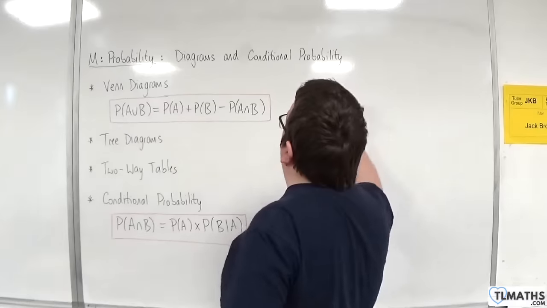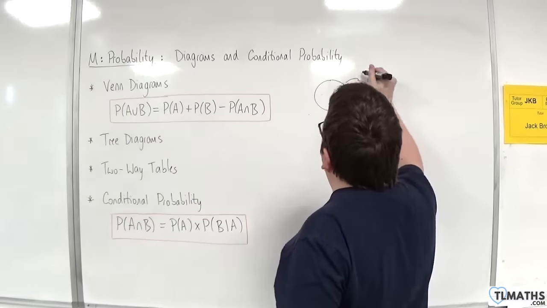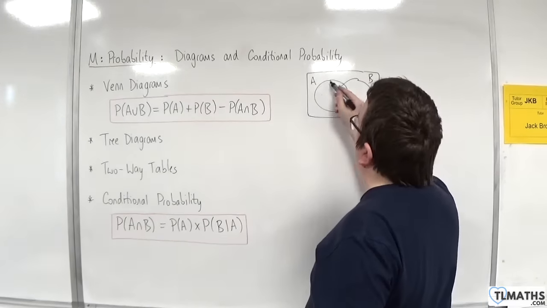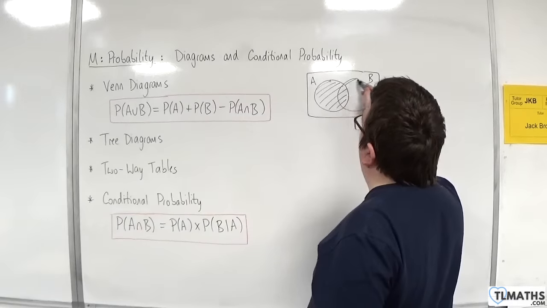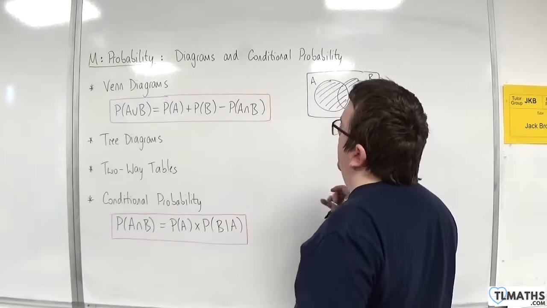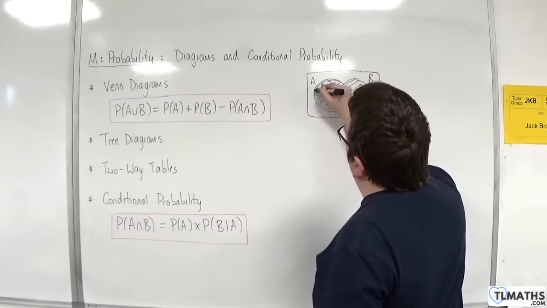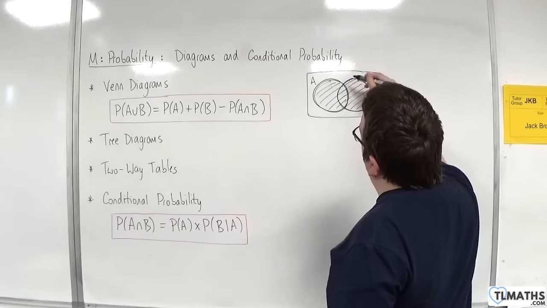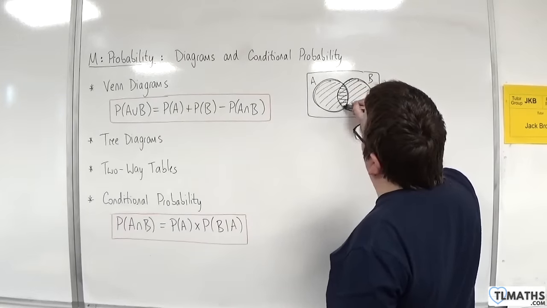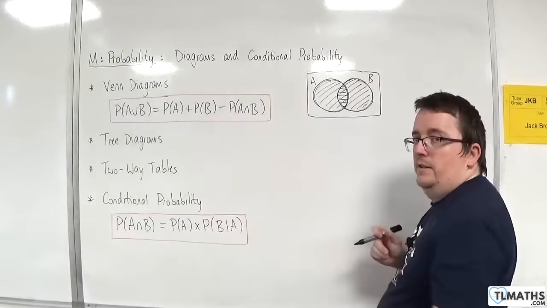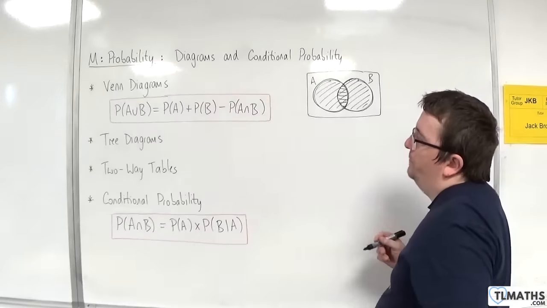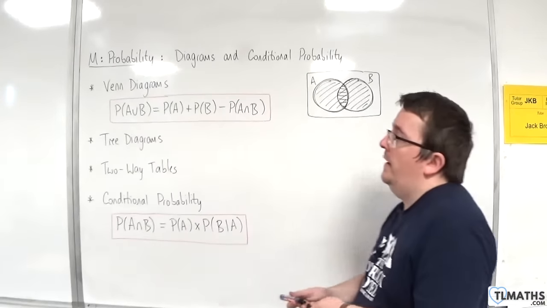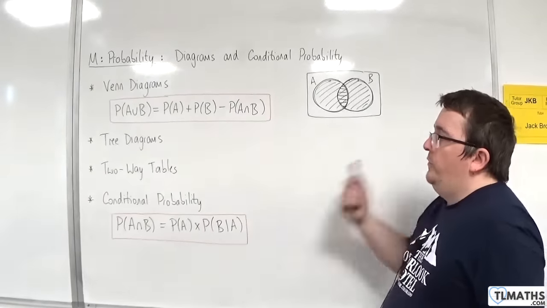Now what that's directly referring to, of course, is if you've got your Venn diagram A and B, then the union represents everything inside A and B. And of course, that's going to be all of A plus all of B. But the problem is that you've counted the intersection twice, and so you need to subtract one of the intersections. So that is where that formula comes from, and that's given to you in the formula booklet. It is quite useful.